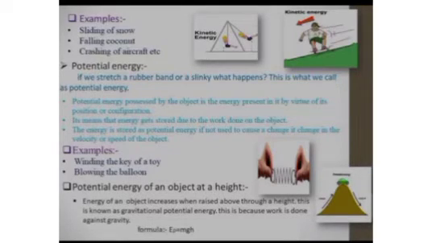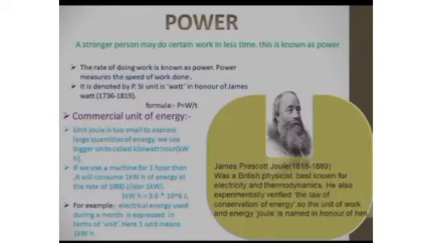Potential energy of an object at a height. Energy of an object increases when it is raised to a height. This is known as gravitational potential energy. This is because work is done against gravity. Formula is mgh.